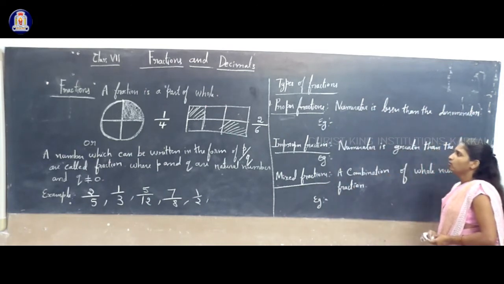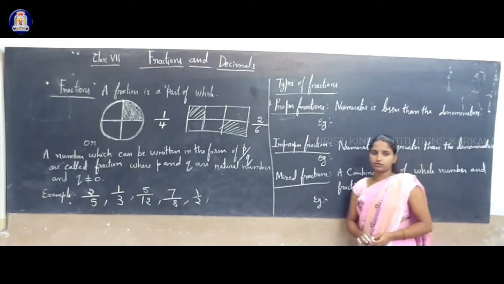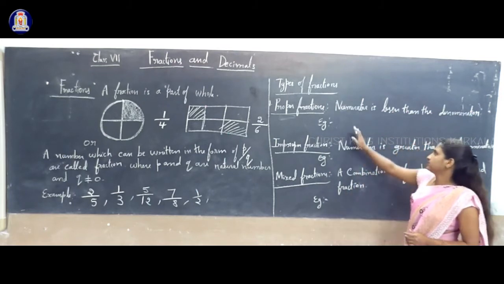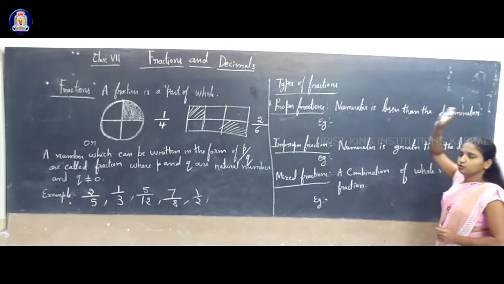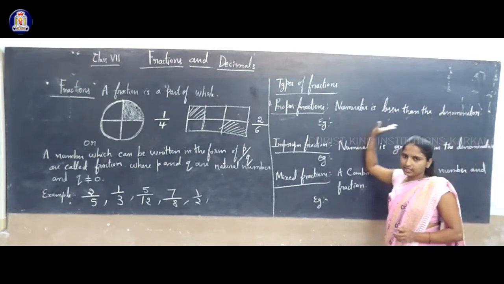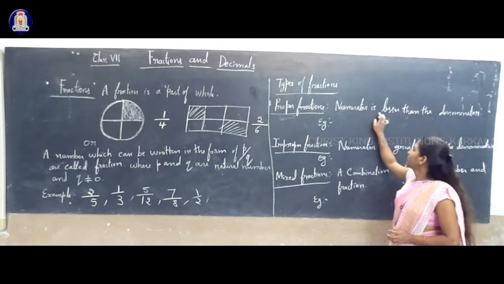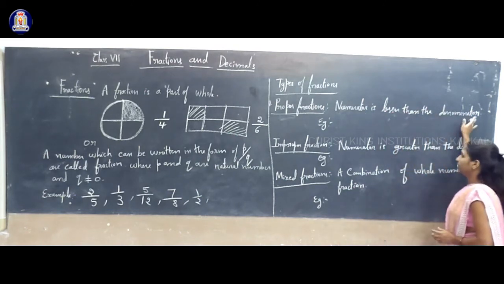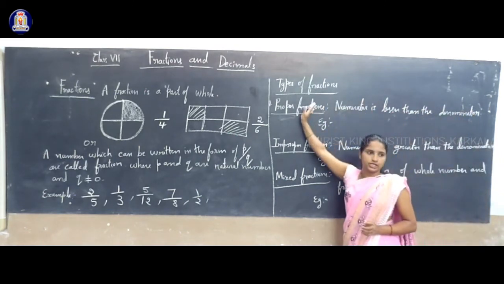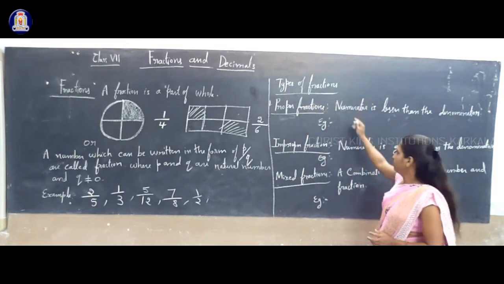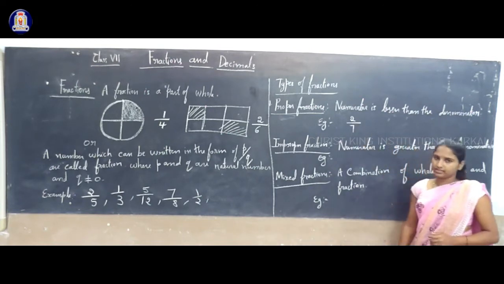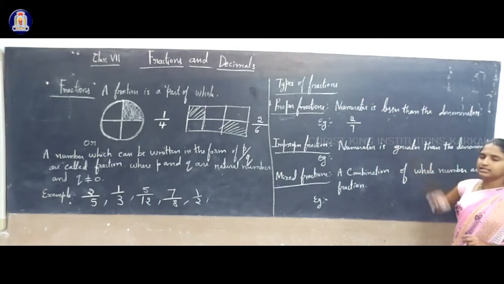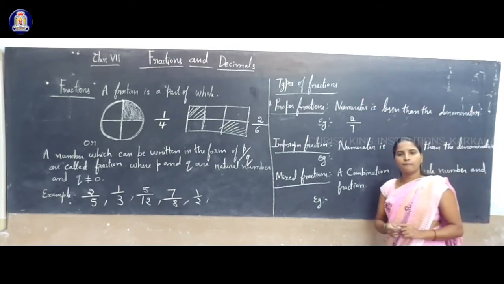First one, let's see what a proper fraction is. What is a proper fraction? The numerator is lesser than the denominator. Numerator is smaller than the denominator. Clear? Numerator lesser than the denominator is called a proper fraction. For example, 2 by 7. 2 by 7 is a fraction. So this 2 by 7 is an example of a proper fraction.